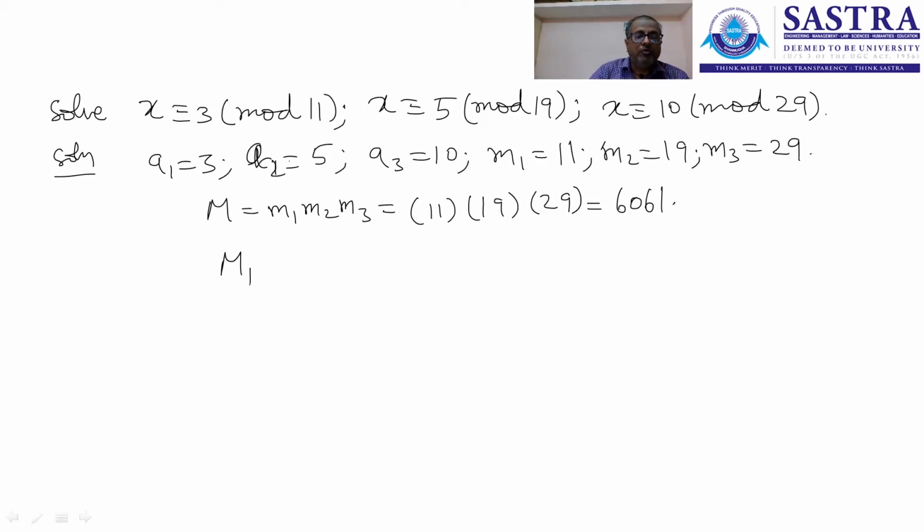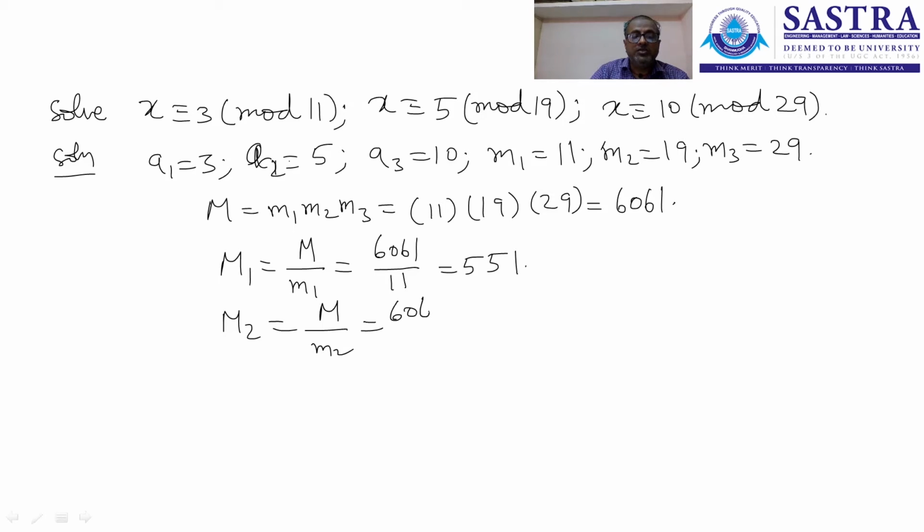Now let me calculate M1, which would be M by M1. It will be 6061 divided by 11, which is 551. Then the value of M2 would be M divided by M2, which would be 6061 divided by 19, which turns out to be 319.